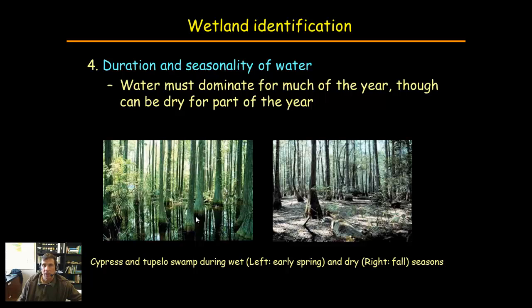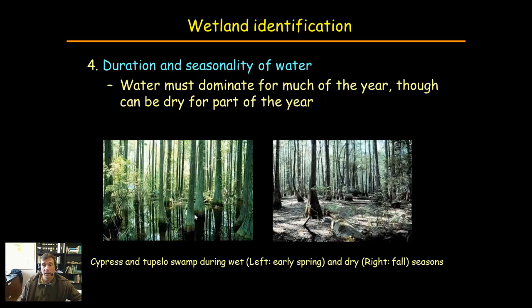Instead, it has to be the dominant component of the wetland for much of the year. That means that the wetland can be dry for part of the year. Here you see two pictures of a cypress tupelo swamp. At the left you see it in early spring when there's lots of water on the landscape. At the right you see it in the early fall because it's been during the drought times and it's been very dry for a long period.